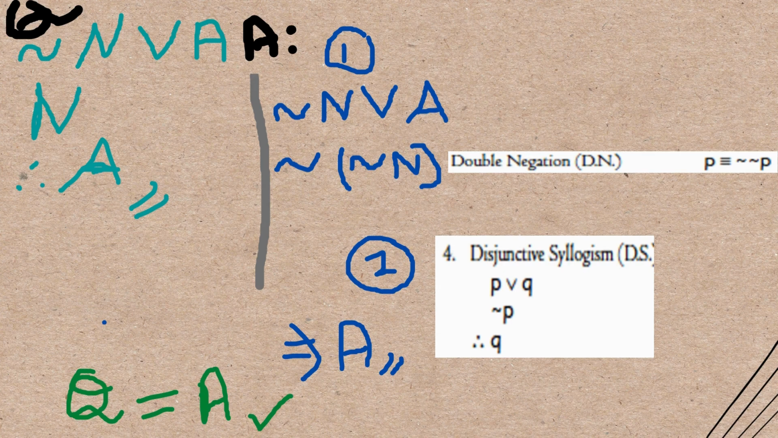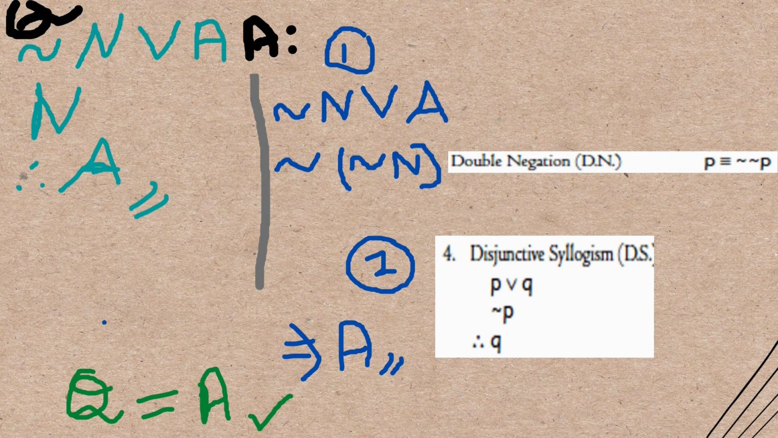We need to prove a using this argument. The first premise is negation n disjunction a. We will apply the double negation rule to it. What is the double negation rule? As I have pasted: P is equivalent to negation negation P. We will apply it to n.